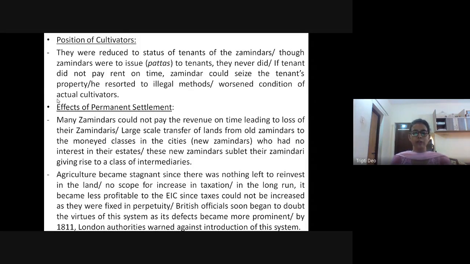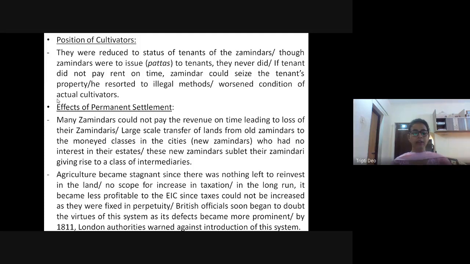Agriculture was no more a profitable venture because the amount of revenue that the Britishers wanted from the land was, of course, unreasonable because it was very high. The land could not produce that much because land mein utna invest hi nahi kiya gaya. The peasant jitna usko jot ke nikal raha tha wahan se utna usko mil raha tha. Right, so there was no scope for increase in taxation that the British could do.